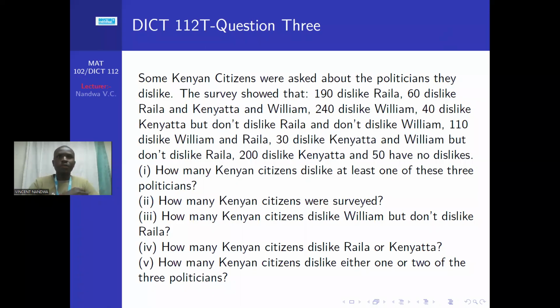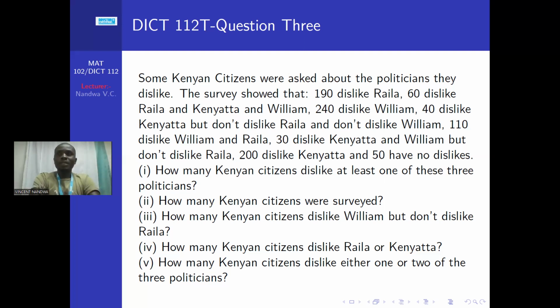Some Kenyan citizens were asked about the politician they dislike. The survey showed that 190 dislike Raila, 60 dislike Raila and Kenyatta and William, 240 dislike William, 40 dislike Kenyatta but don't dislike Raila and don't dislike William, 110 dislike William and Raila, 30 dislike Kenyatta and William but don't dislike Raila, 200 dislike Kenyatta and 50 have no dislikes. So there are 5 questions to answer.